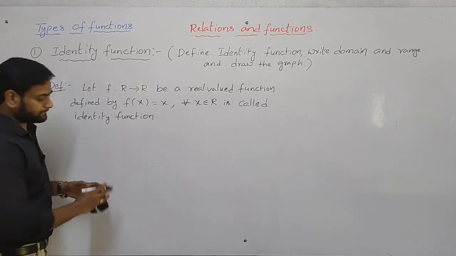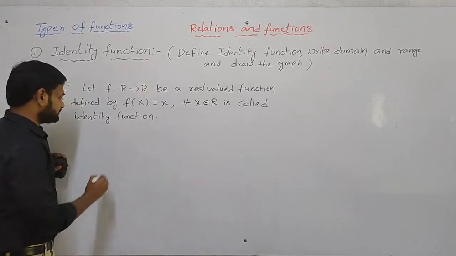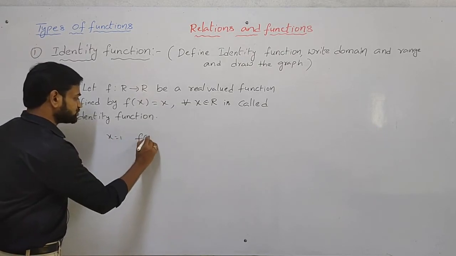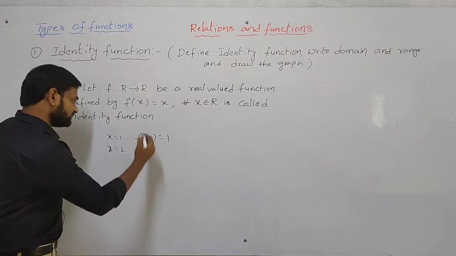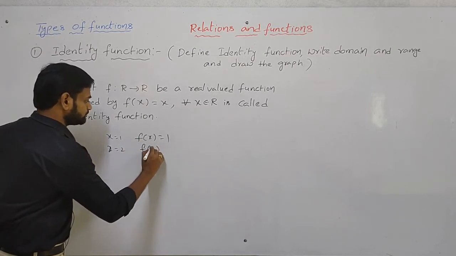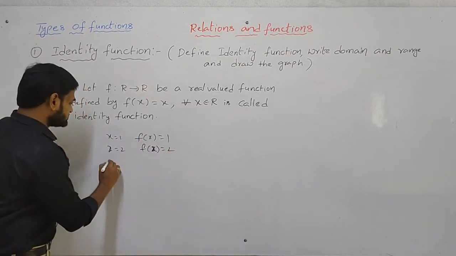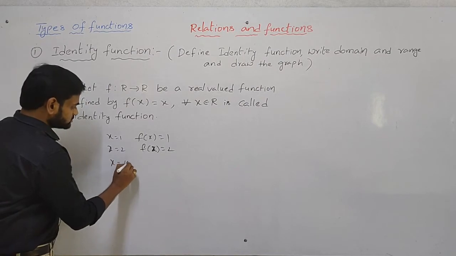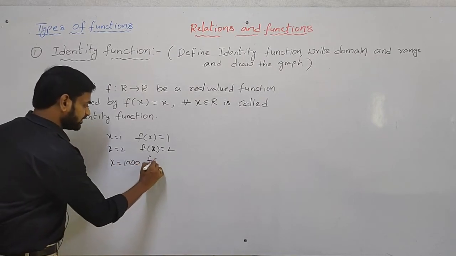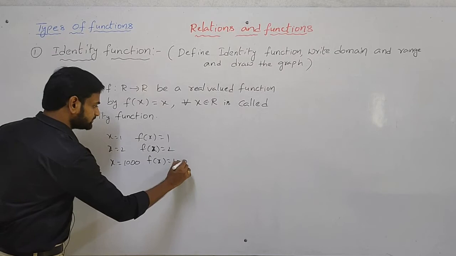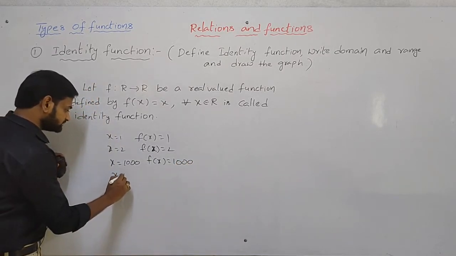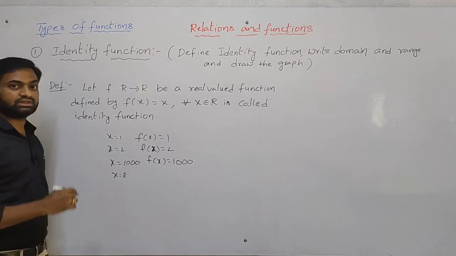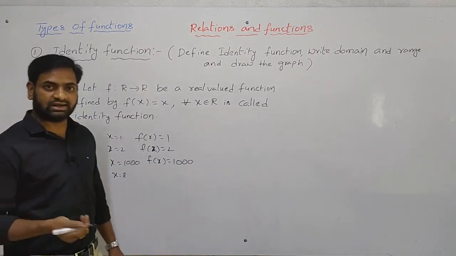Now see here. If x is 1, then f of x is also 1. If x is 2, then f of x is also 2. If x is 1000, then f of x is also 1000. Suppose x is a real number, then f of x is also a real number.